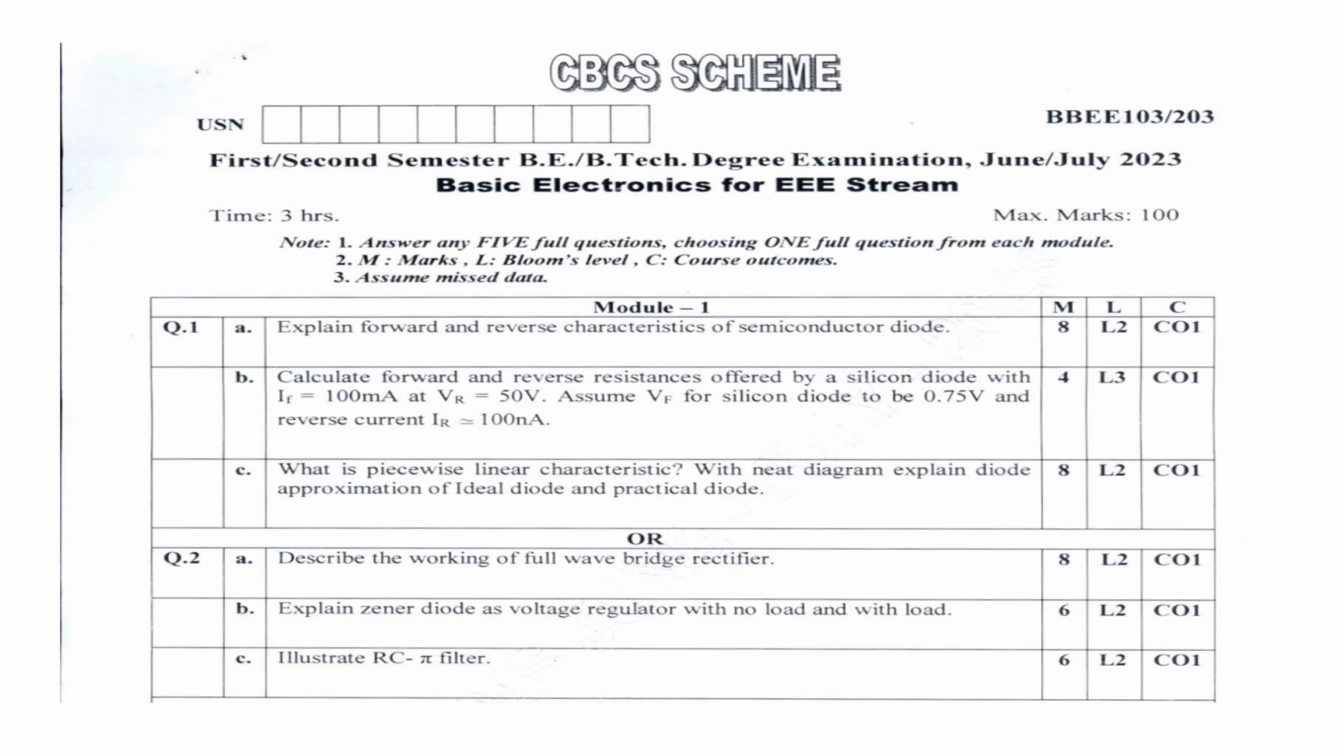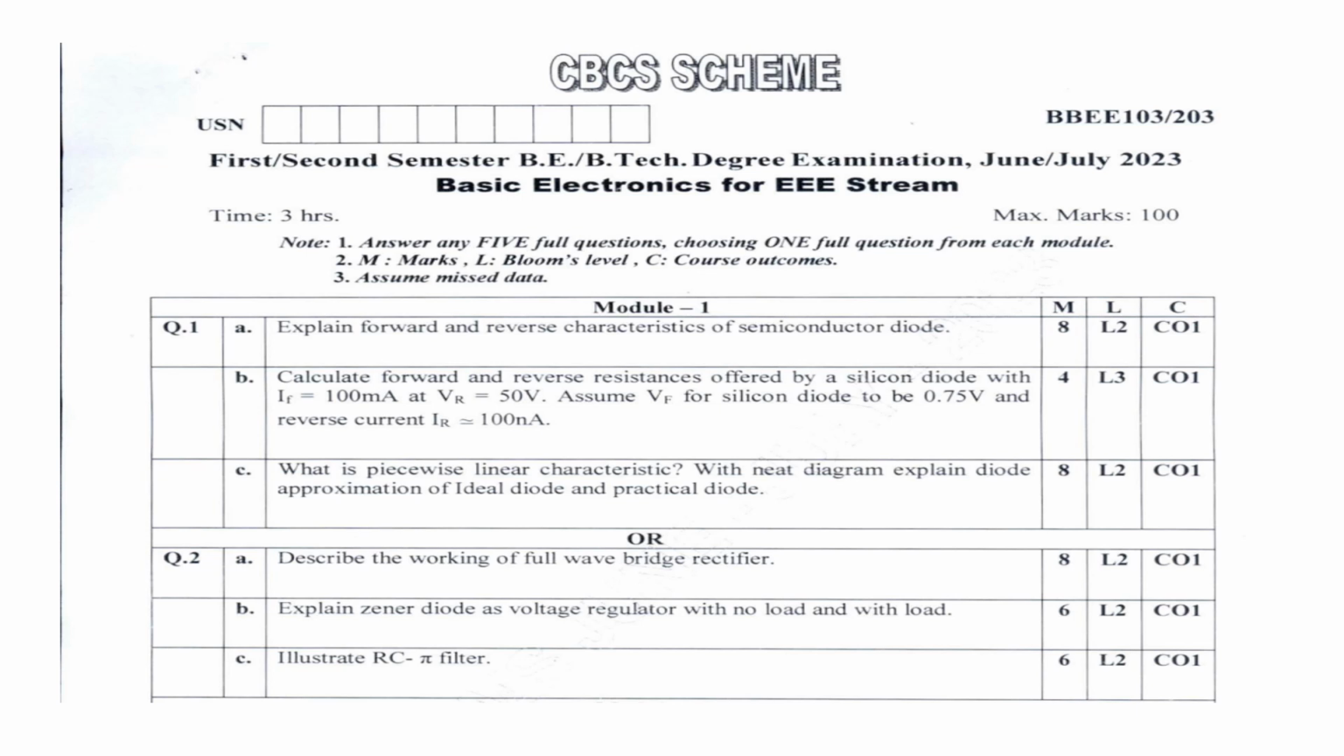C question is, what is the piecewise linear characteristics? With neat diagram explain diode approximation of ideal diode and practical diode. That carries 8 marks. Or choice is working of full wave bridge rectifier. Second is explain Zener diode as voltage regulator with no load and with load. C question is illustrate RC pi filter, which is for 6 marks.